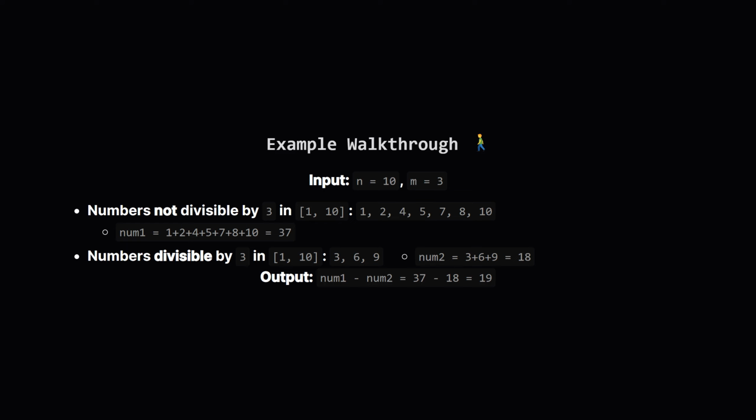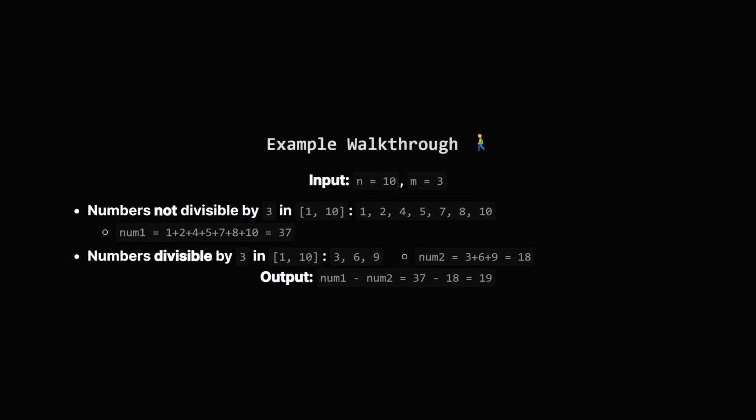Say n is 10 and m is 3. First, we find all numbers between 1 and 10 that are not divisible by 3. These are 1, 2, 4, 5, 7, 8, and 10. If we add them all up, num1 becomes 37.